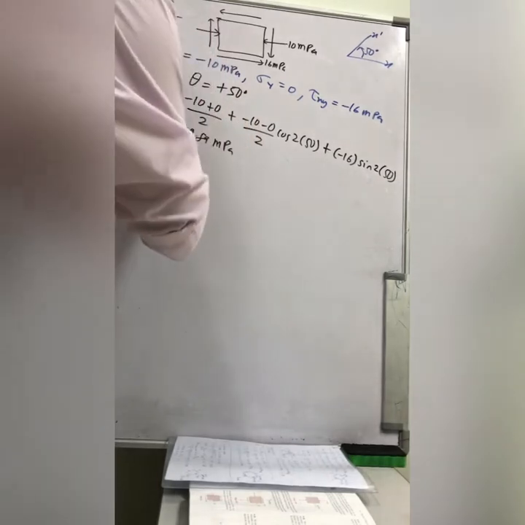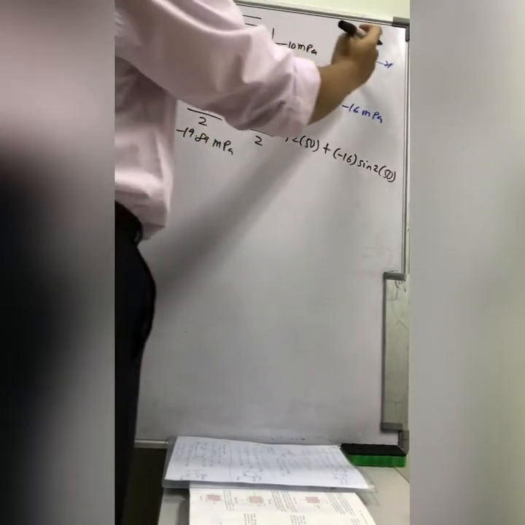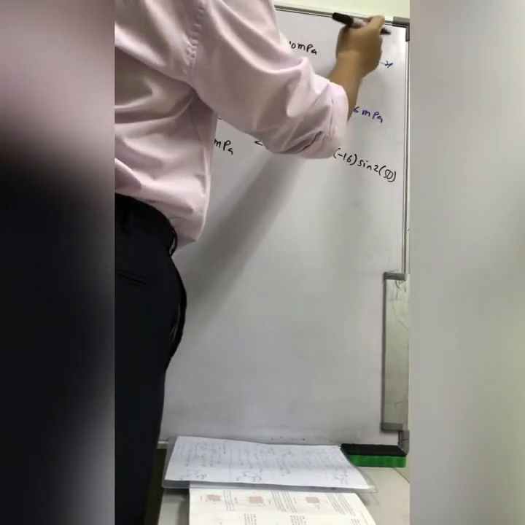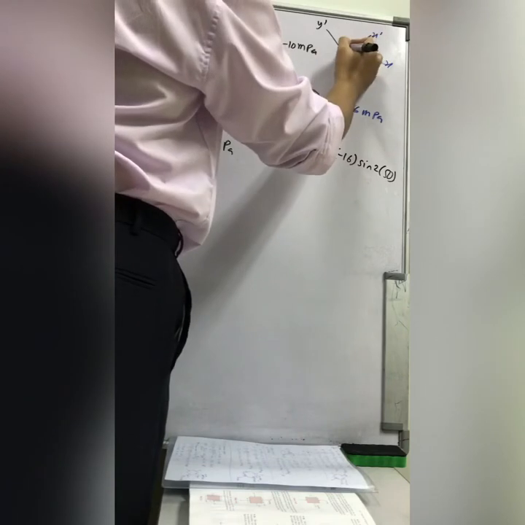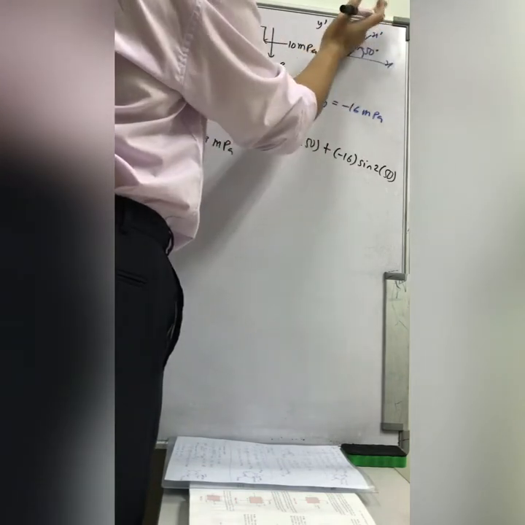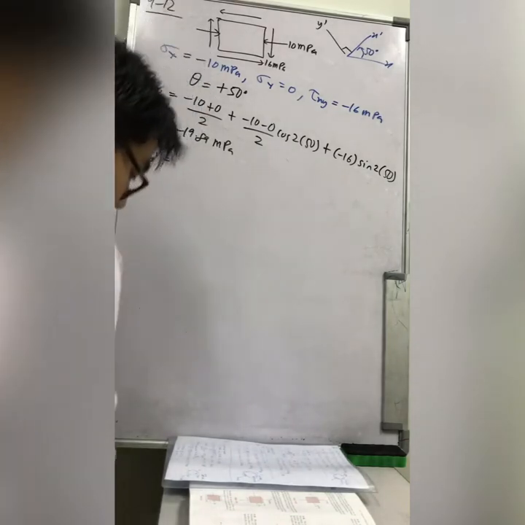Next, your tau x prime y prime. What does it mean? It is the one along this, x prime, y prime. Of course, your y prime will be this, which is 90 degrees from here, 50 plus 90, isn't it? Your y prime. So, what is the equation?